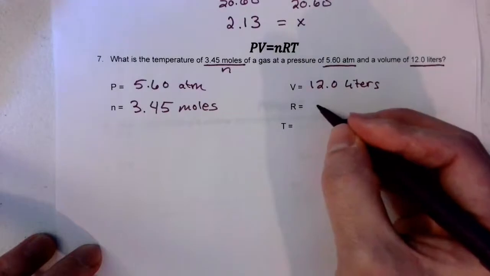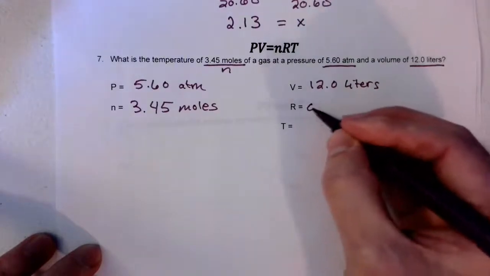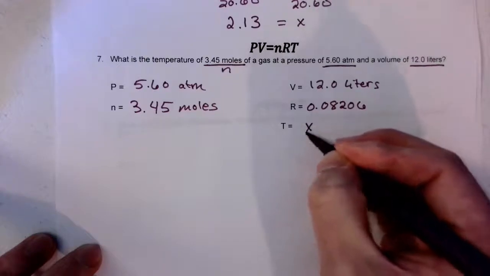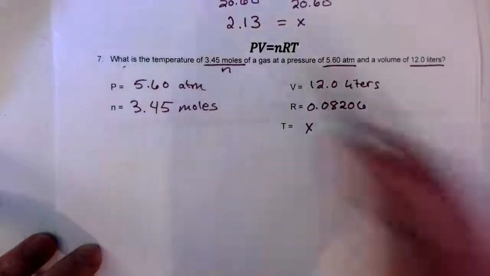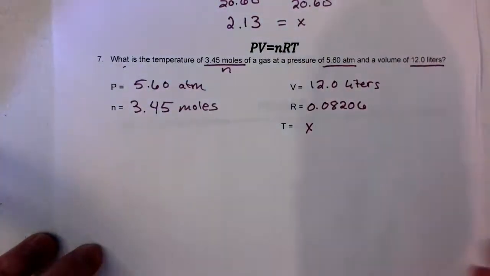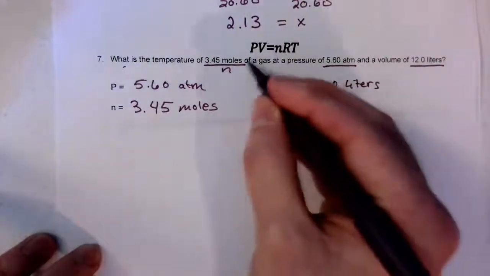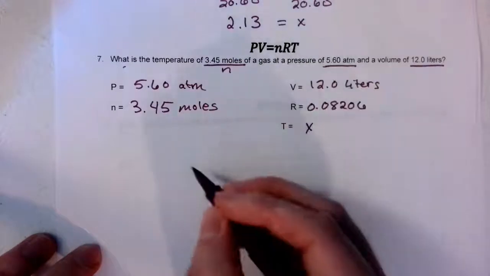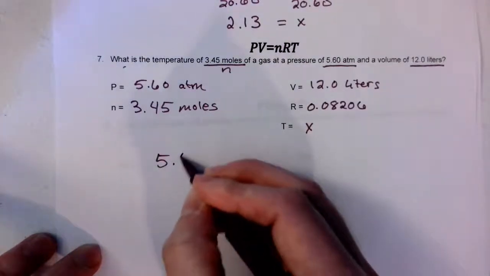Alright, the R is our constant, 0.08206. And the temperature is going to be X because it says what is the temperature, so we don't know. Alright, so we're going to plug all these numbers into this formula, PV equals nRT. So the P is going to be 5.60.